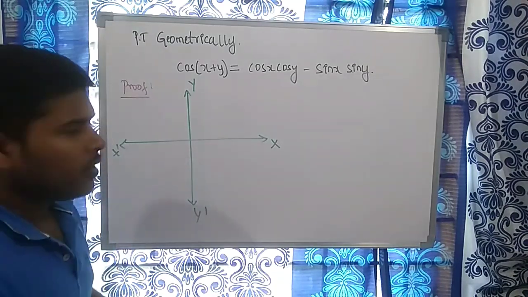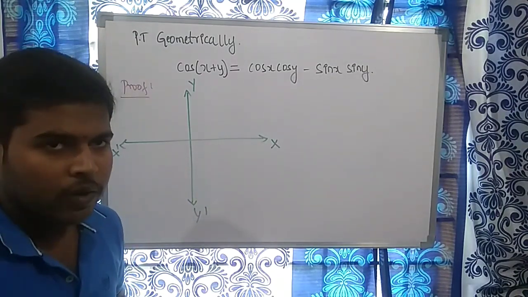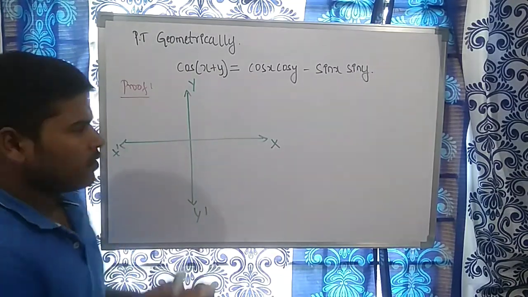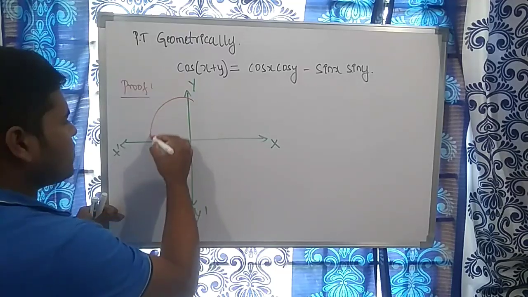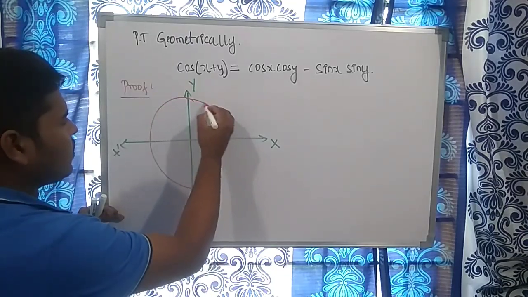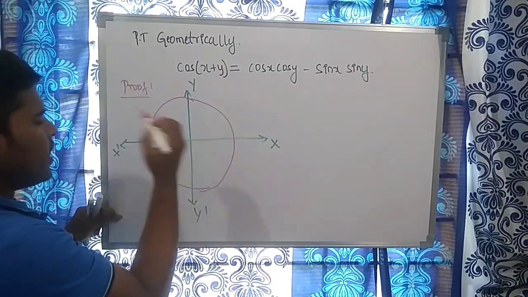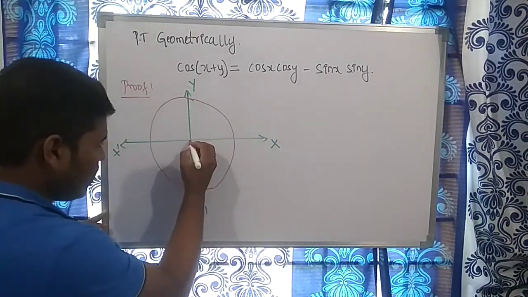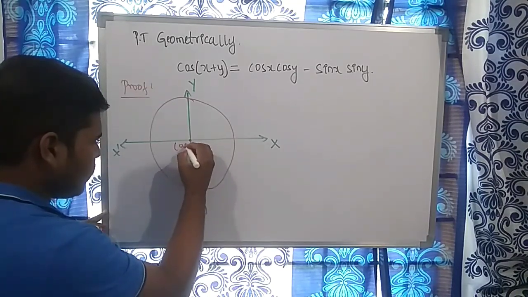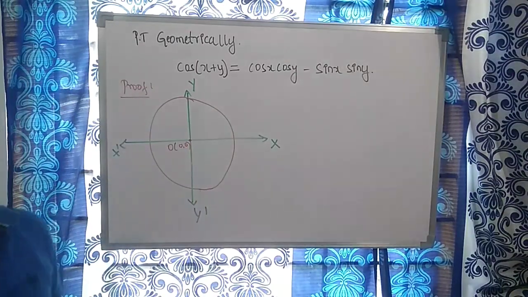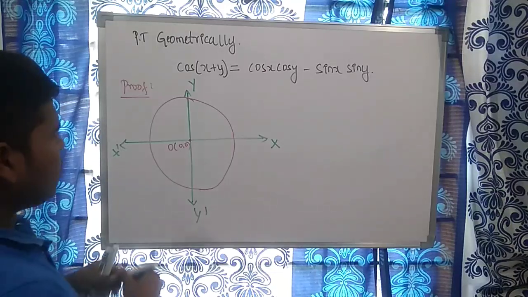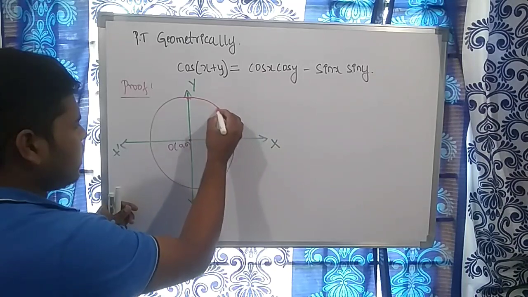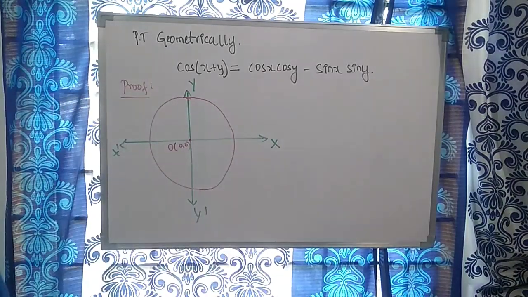consider a unit circle. Remember this one. We have to consider a unit circle with its center as the origin, with coordinates 0, 0. Unit circle means it is understood our radius is 1 unit.